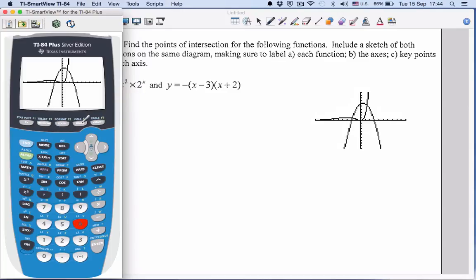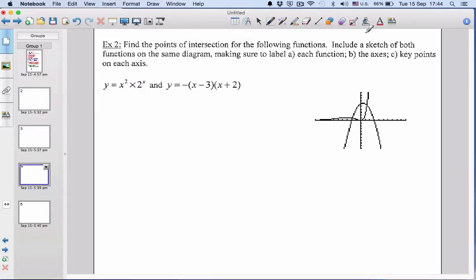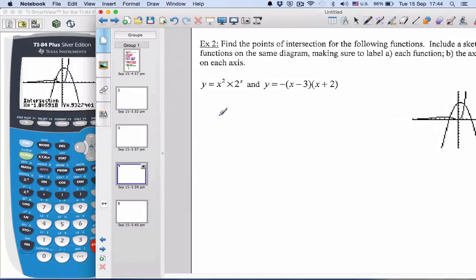So let's find the intersection. Okay, second, trace 5, because again, I only have two functions, enter, enter. And guess, okay, I'm going to find the left one first, enter. Okay, that's the first intersection. Ooh, what was the number? Okay, negative 1.81, comma, 0.933. This is correct up to 3 significant figures.